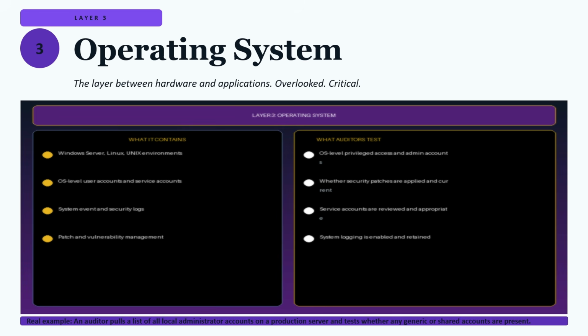Okay, what do we test as auditors at this layer? We are testing, like I said, privileged access. We are looking at who has local administrator or root access on production servers. We are reviewing to make sure that list is reviewed and appropriate. Again, operating system privileged access should be restricted. We are also testing whether security patches are being applied consistently, and within the organization's defined patching window. Yeah, so that's what we test in the operating system.